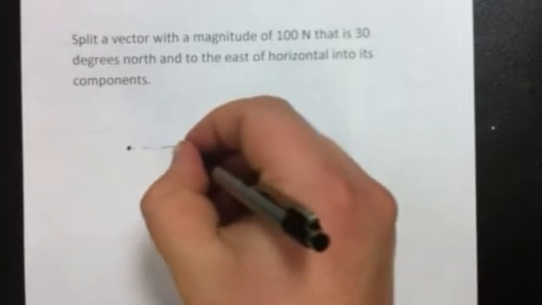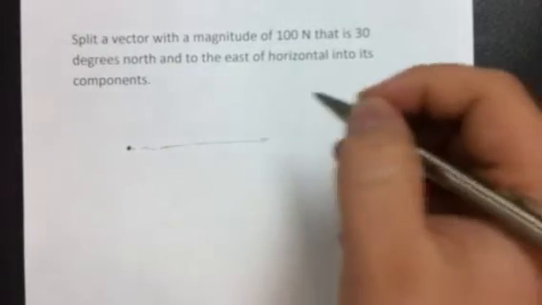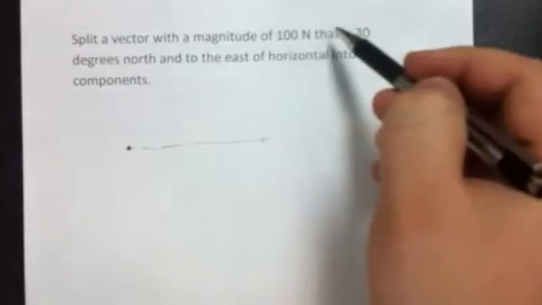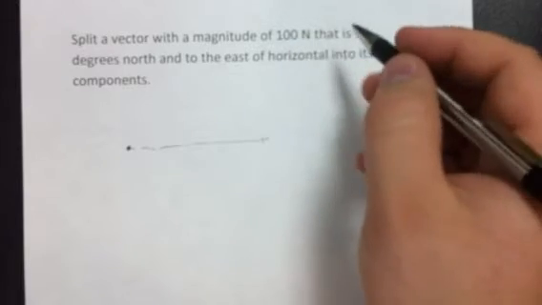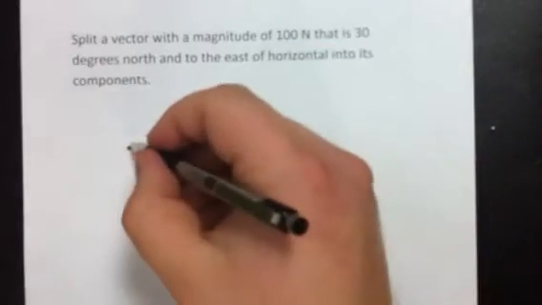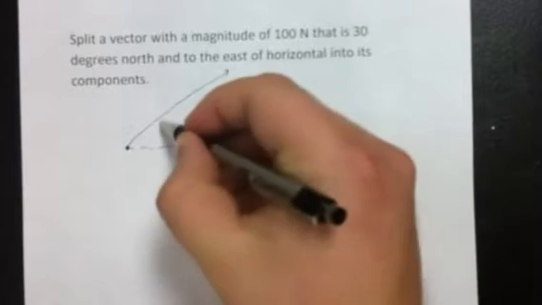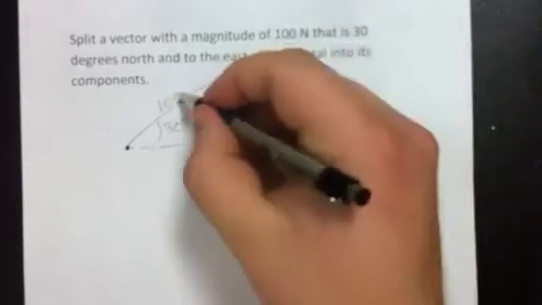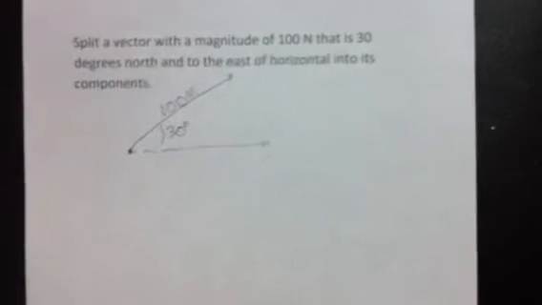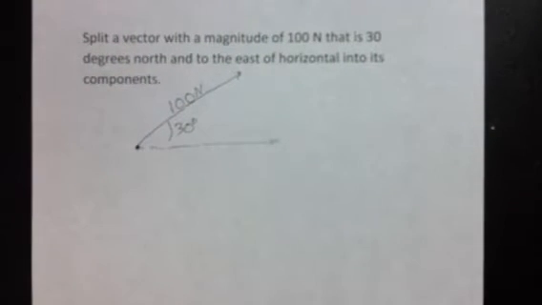The horizontal is obviously a line in this direction. The problem says you're pulling with a force of 100 newtons, 30 degrees north and to the east of the horizontal. So north is always up and east is always right. So this vector is going to look something like this. Now it says split it into its components.